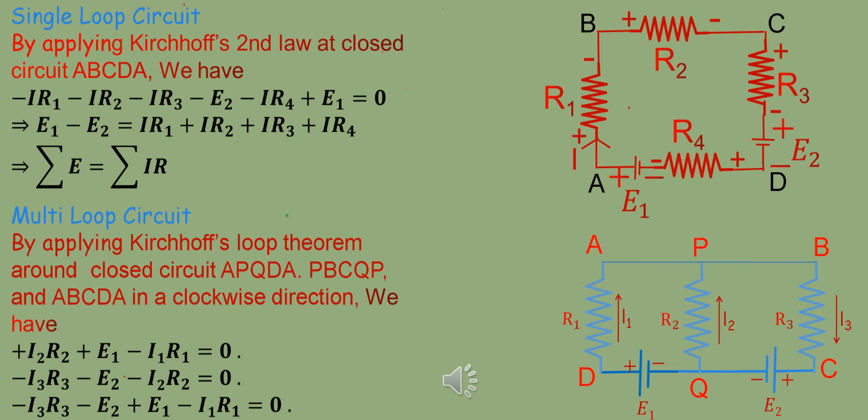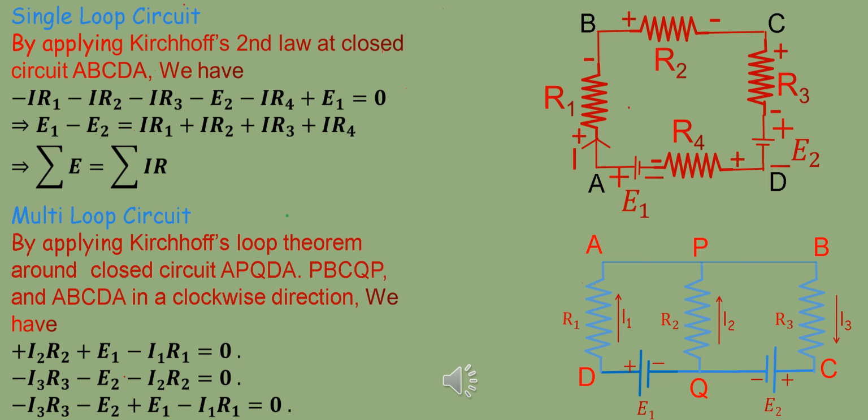Now we will apply Kirchhoff's second law in a multi-loop circuit. This is a multi-loop circuit. Here are three loops. One is A, P, Q, D. Another is P, B, C, Q, and another is A, B, C, D. First, we will apply Kirchhoff's second law in the closed circuit A, P, Q, D, A.